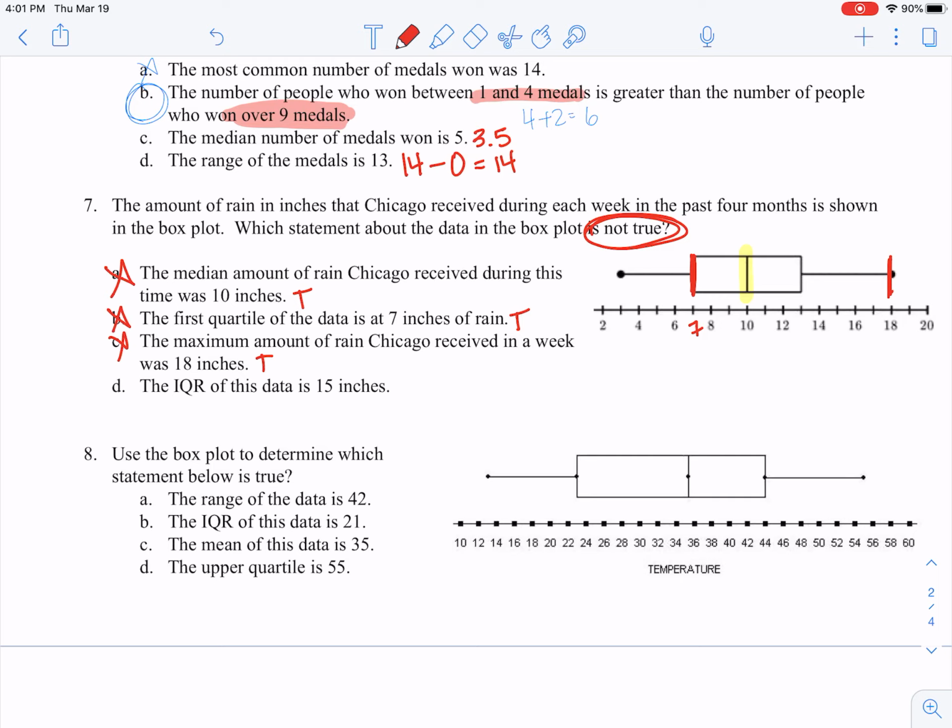D, the IQR, which stands for interquartile range, of this data is 15 inches. Well, the last line in that box is at 13. If you subtract 13 minus 7, that gives you 6, so it is not 15, so our answer should be D.